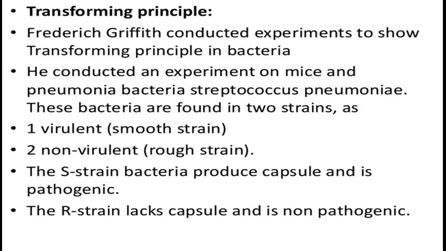Transforming principle. Frederick Griffith conducted an experiment to show the transforming principle in bacteria. He conducted an experiment on mice and pneumonia bacteria, Streptococcus pneumoniae. These bacteria are found in two strains: the virulent smooth strain and the non-virulent rough strain. He showed how information passes from one generation to another, or from one DNA to another DNA. The S strain bacteria produce a capsule and are pathogenic, and the R strain lacks a capsule and is non-pathogenic.